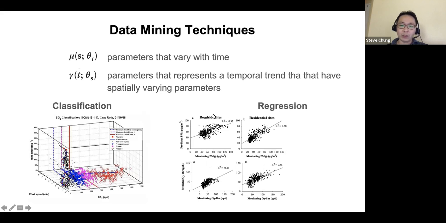And one interesting thing about this modeling technique is the flexibility. And we're using data. We will be using data mining techniques to model the components mu and gamma. And two major techniques, major tools that we'll be using are the classification and regression. And the classification, we can use a k-mean classification to classify these different observations using different categories.